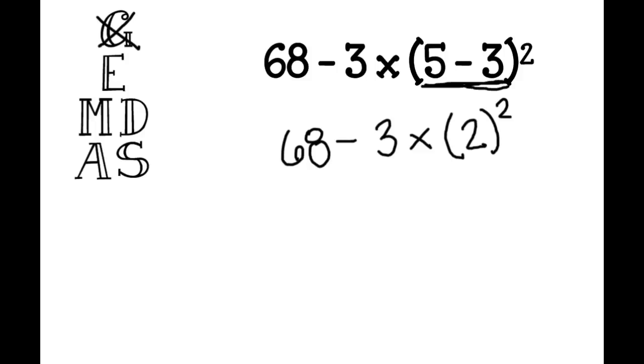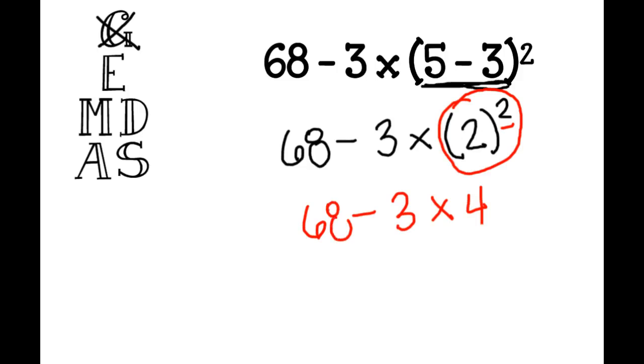Then I look at exponents. Do I have an exponent? I sure enough do. I have this 2 right here. So I'm going to do my exponent of 2 squared. 2 times 2 is 4. Then I go ahead and I bring everything down. And I do not have any more exponents, so I am done with the E.